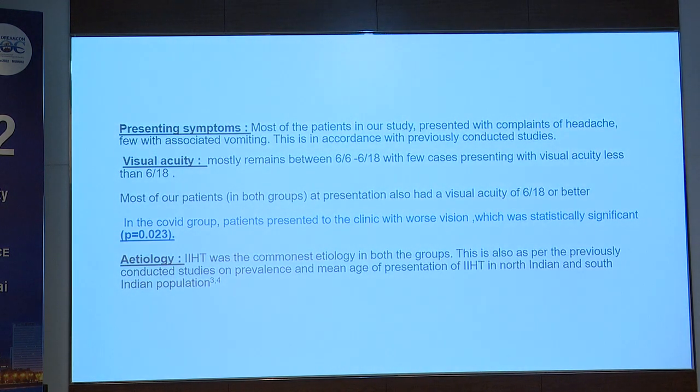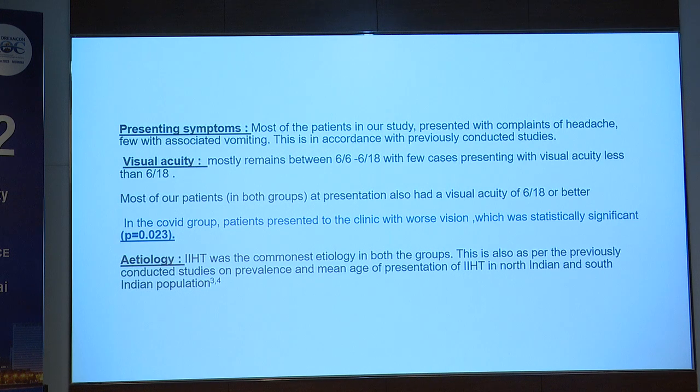However, in the visual acuity, we have found that the number of patients presenting with less than 6/18 visual acuity was much more, with a statistically significant p-value in the COVID era. As far as the etiology is concerned, IIHT was the commonest etiology in both the groups. However, the number of patients with papilledema presenting with CVT was increased in the COVID era.